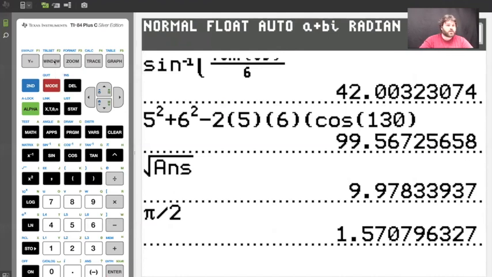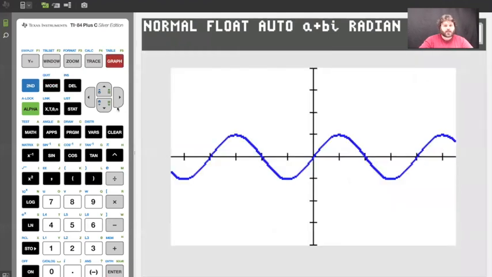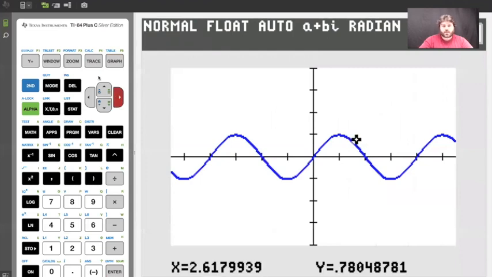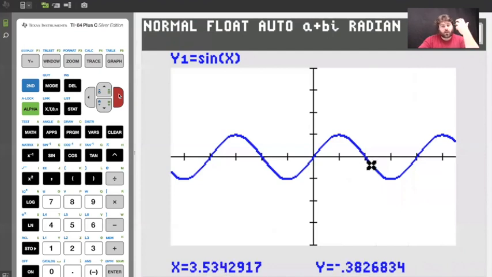And actually, once you're in the Zoom Trig window like that, you can use trace. Hit the trace button. Usually trace is horrible, but this actually works pretty well. At pi, we're at 0. See how the y says 5.89 times 10 to the negative 10th? That's really just 0. Okay, and there we go.